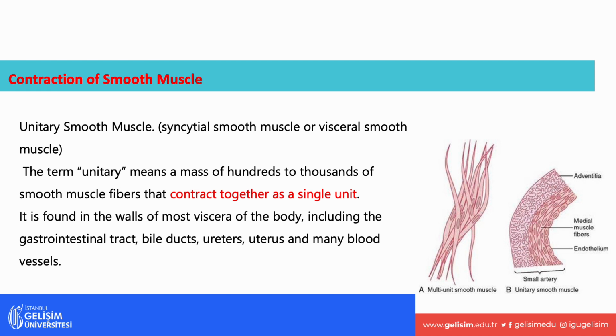Unitary smooth muscles will contract slowly and rhythmically, and they're able to maintain a sustained contraction for a prolonged period of time. And this makes them well suited for the many roles that they have in many visceral organs.